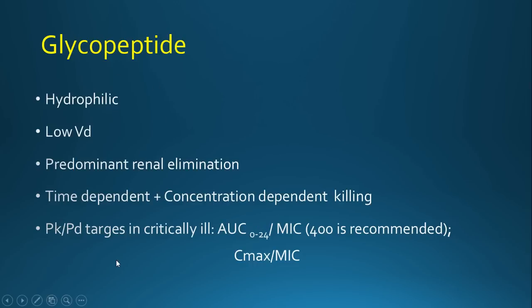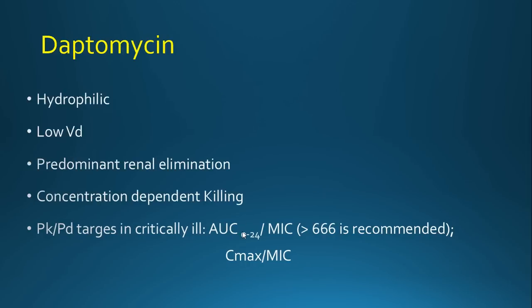Glycopeptide: hydrophilic, but it requires area under curve by MIC. 400 is the typical number over there. Daptomycin: both concentration and time, in the same way area under curve by MIC. C maximum is also over there. These are the best ones. That doesn't mean C maximum will not work. The best one is the AUC by the MIC.